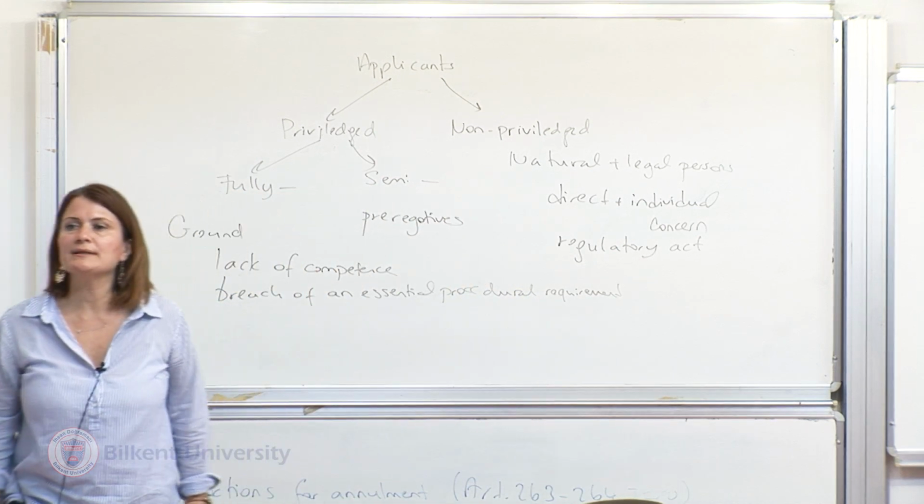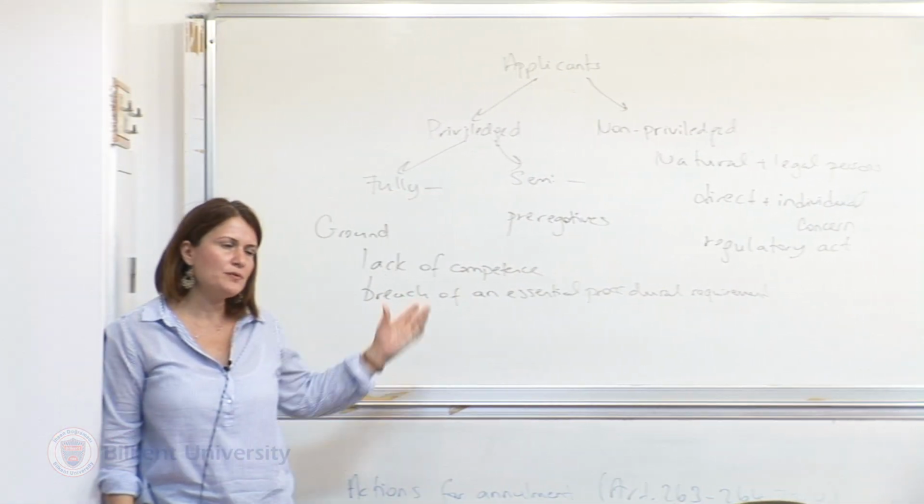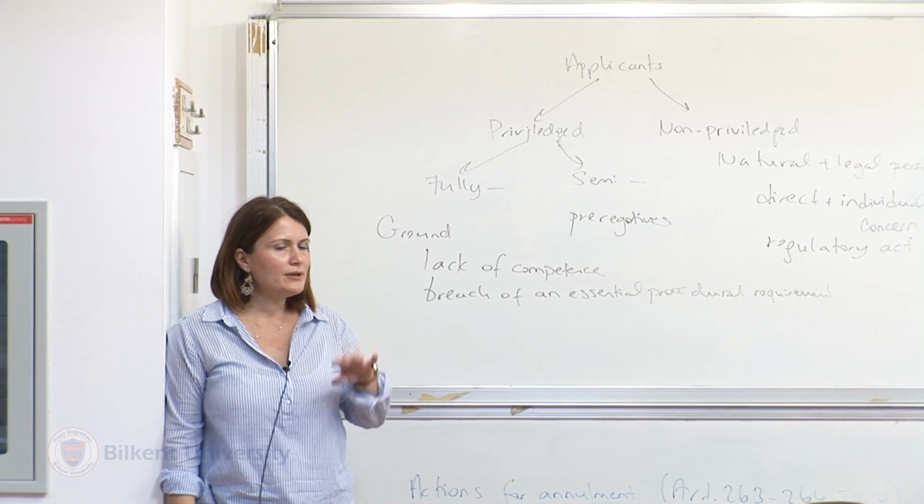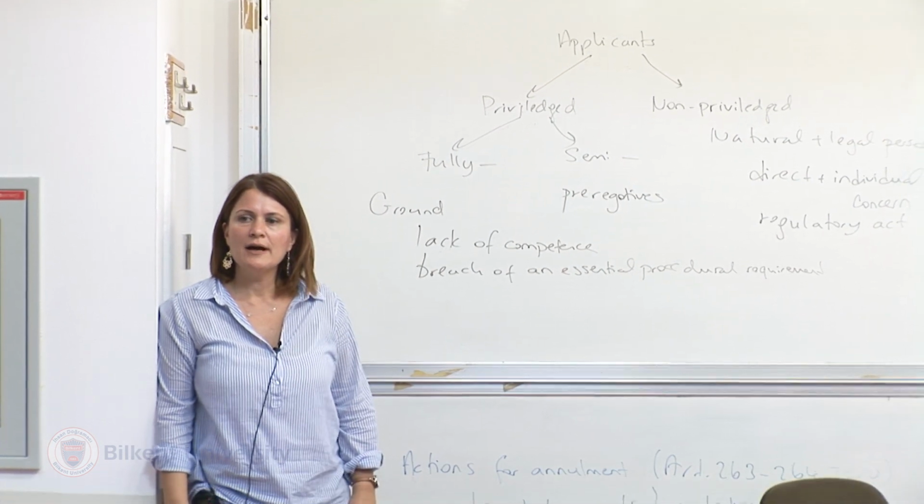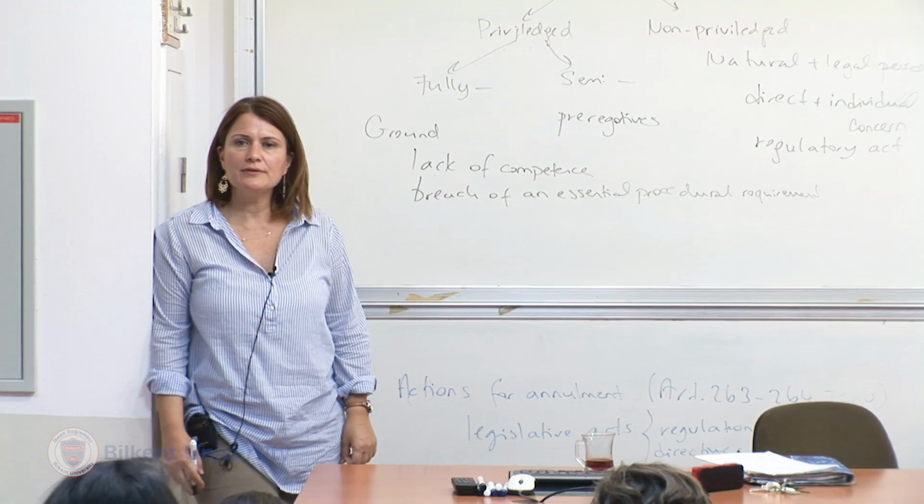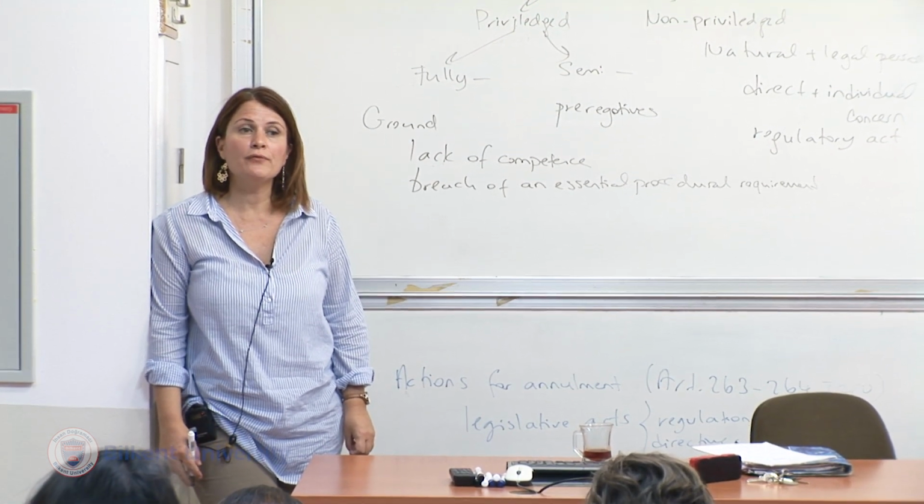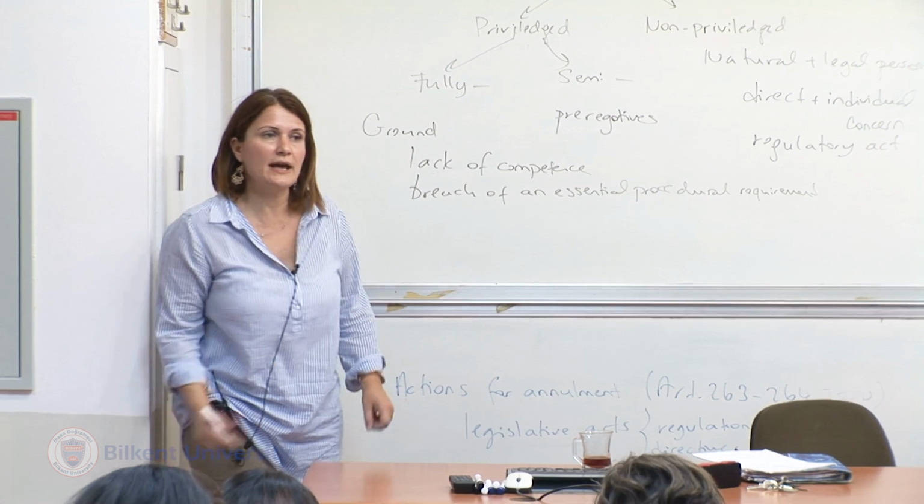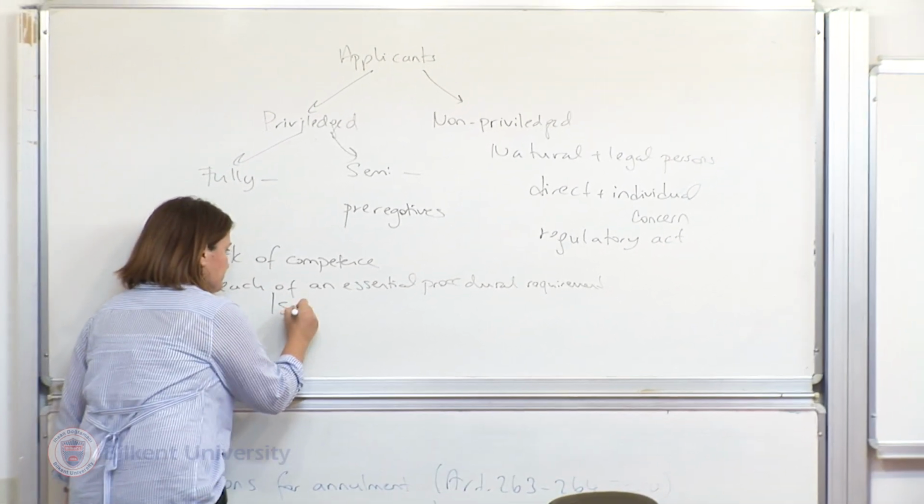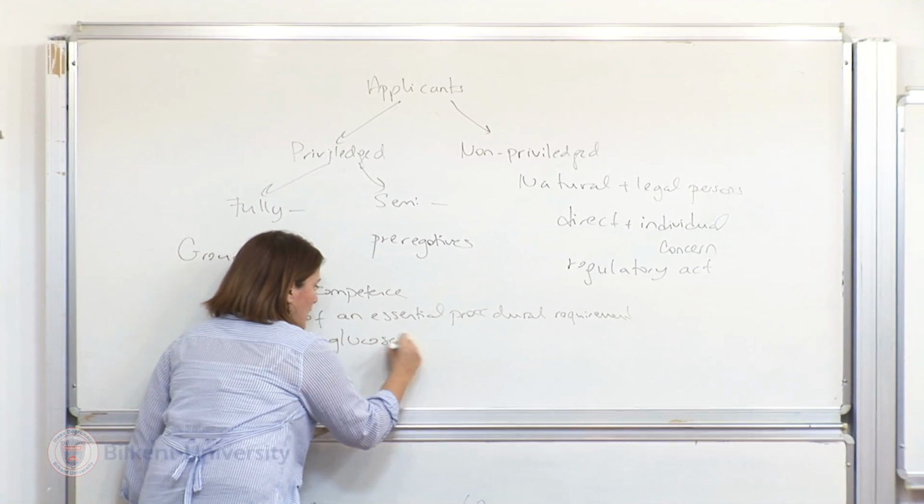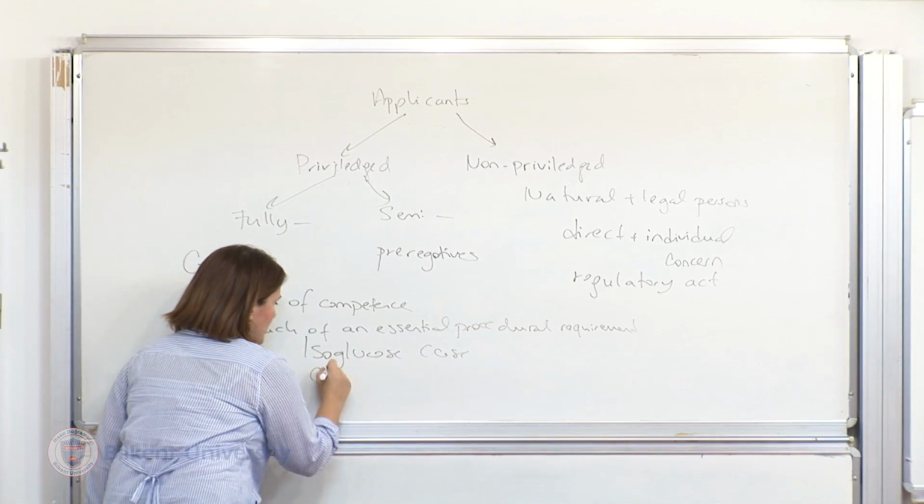We have two examples about that. We have many examples for this, of course, but for the institutional law classes, I usually give two decisions as examples. First is the isoglucose case of the Court of Justice, and the second is the Chernobyl case.